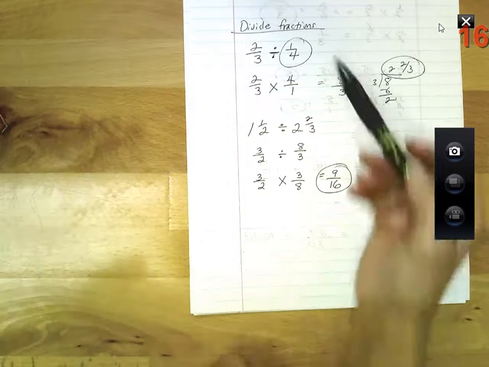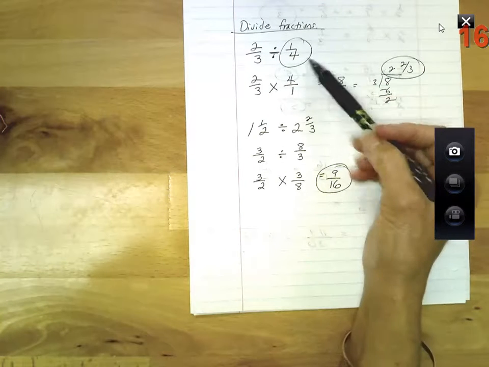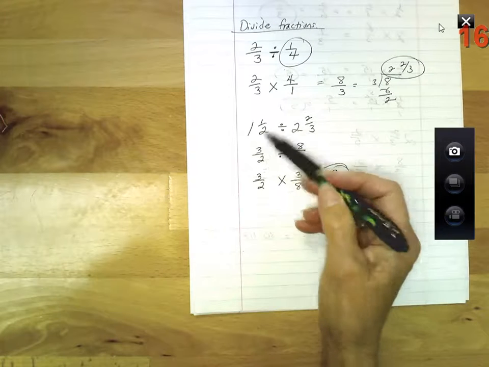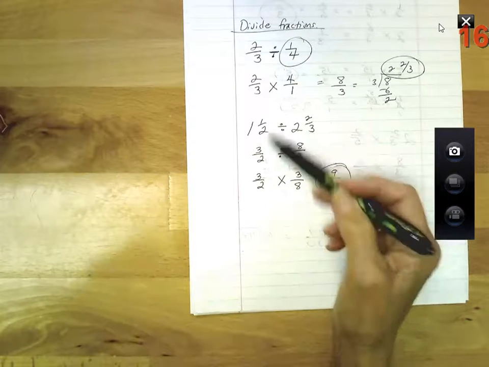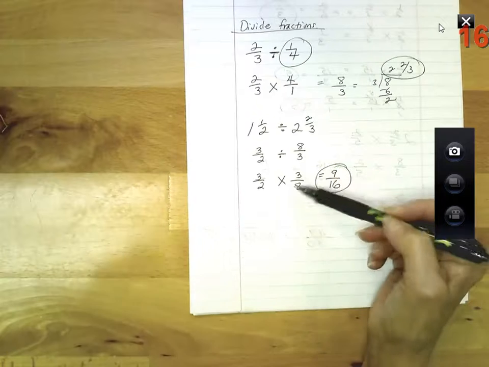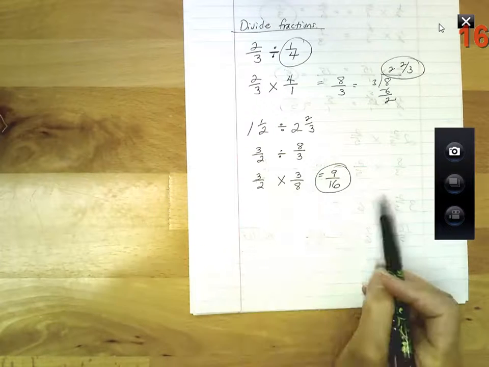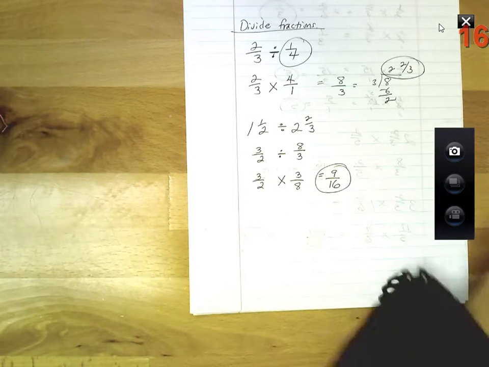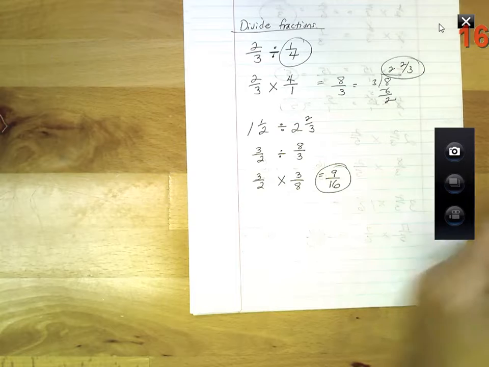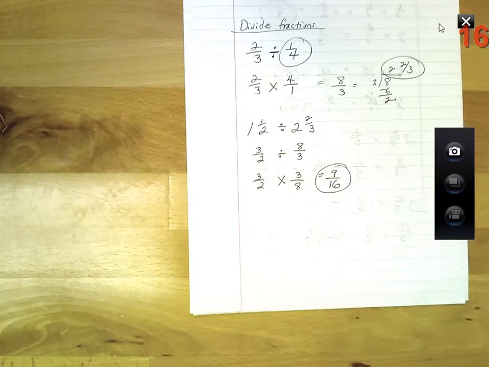So your rule on dividing fractions: you turn your second number upside down. If they are mixed numbers, first turn them into improper fractions, then turn your second one upside down, and then multiply across or cancel if there's anything to cancel. That basically covers the rest of 3D, and then this is 3E.